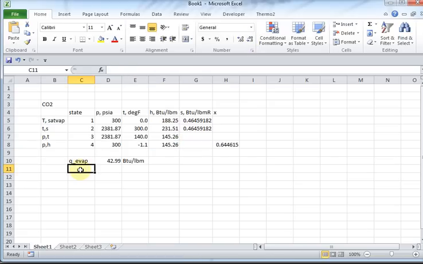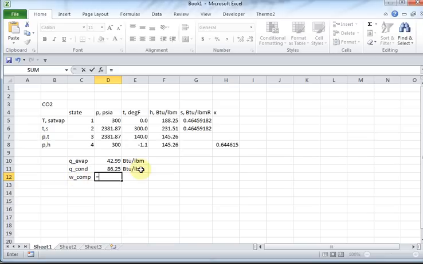Now, how much heat per unit mass is rejected in the condenser? I know it's not condensing, but we'll call it the condenser anyway. H2 minus H3. So that's the same units, BTUs per pound. What about the work in the compressor? What's that equal to? H2 minus H1, BTUs per pound.